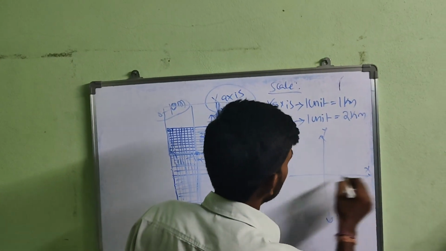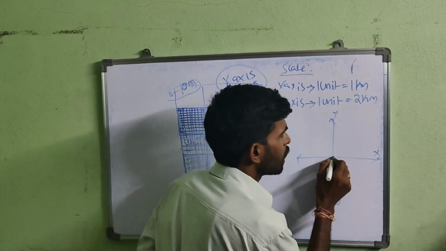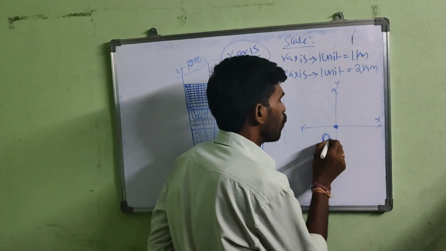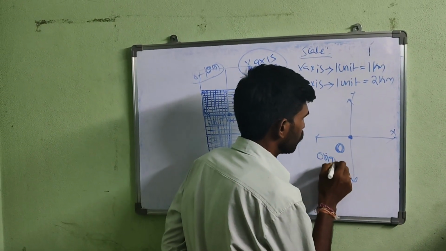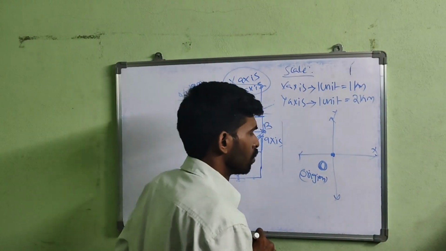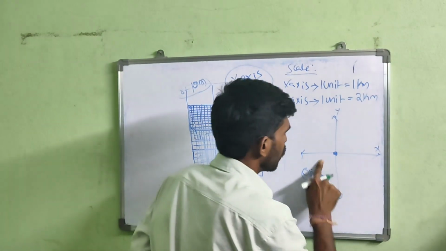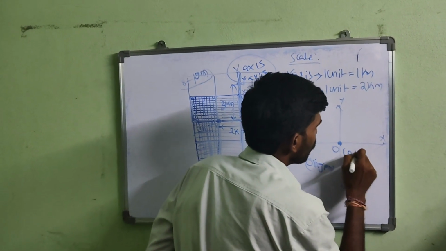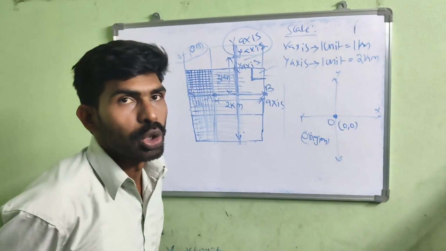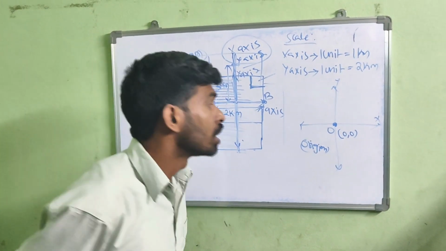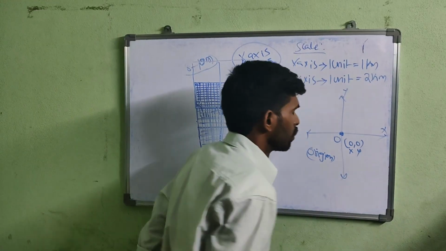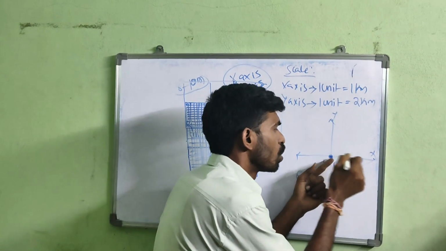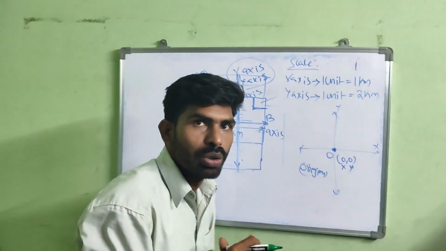How do we need to draw the x and y axes on the graph? For example, here this point is denoted with O. The central point is denoted with O. O is nothing but the origin. That means here the value is 0, 0. This is the starting point on x and y: on the x-axis 0 and on the y-axis also 0.